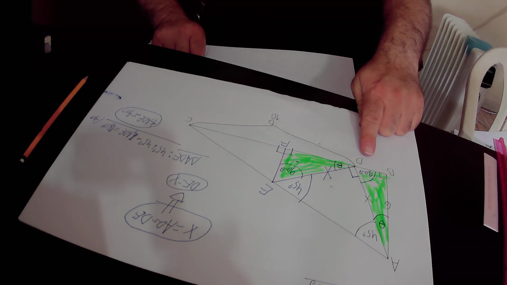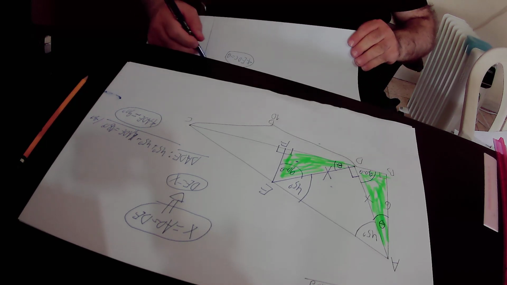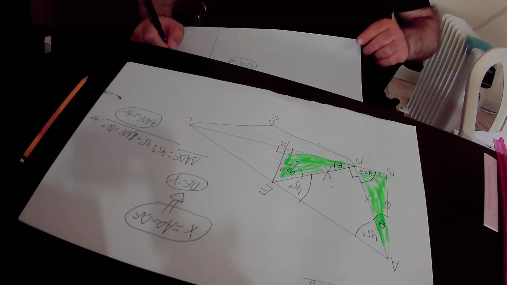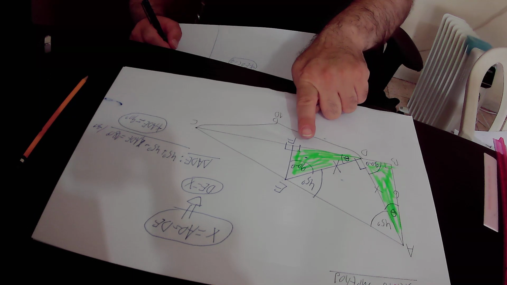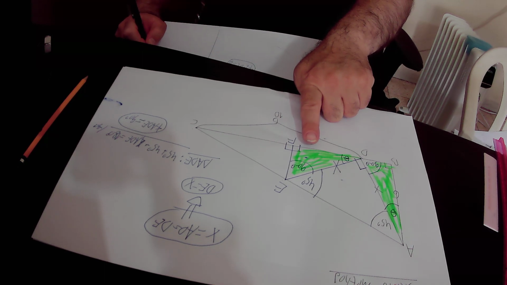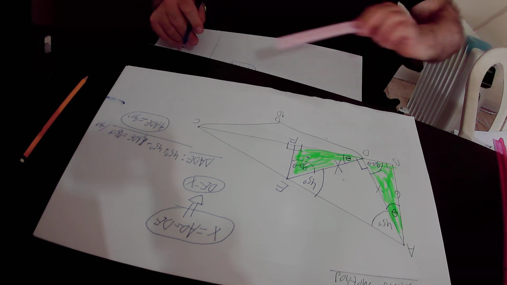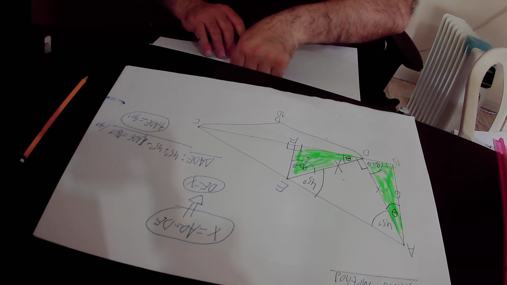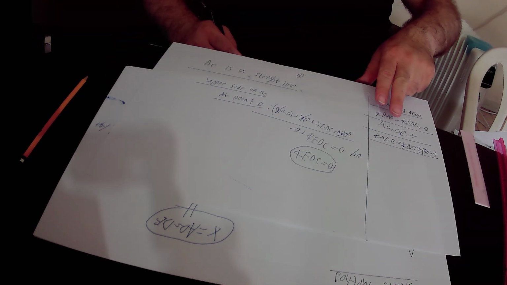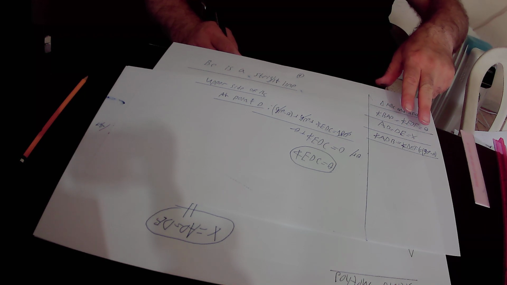Angle ADB, this angle, is equal to this angle, which is angle DEF, and both angles are equal to 90 degrees minus theta. I'll repeat again. Angle ADB is equal to angle DEF, and both angles are equal to 90 degrees minus theta.